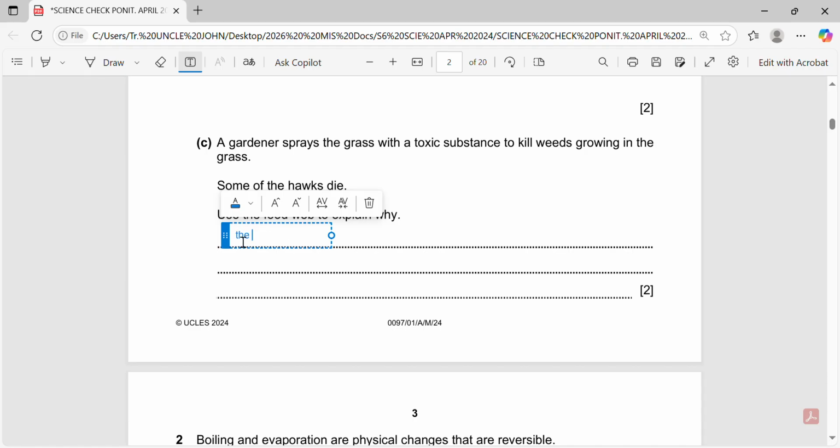You can say that the toxic substance is transferred through the food chain to the hawk.